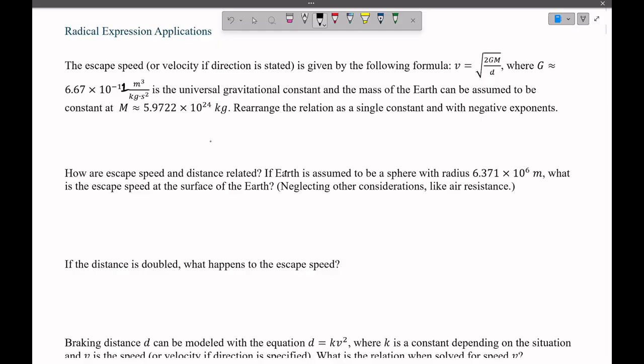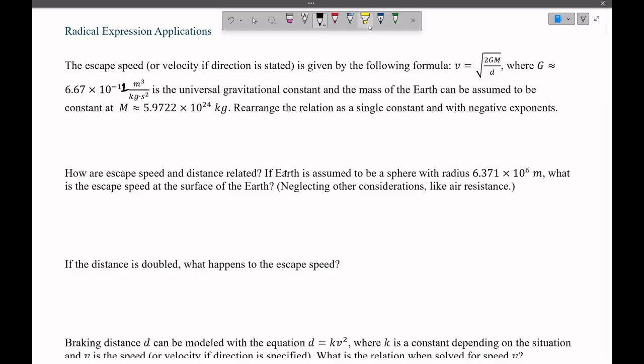And the mass of the Earth, we can assume it to be constant, though technically it's not. Gases get leaked out into space, and meteorites hit Earth, so its mass fluctuates. But we can talk about it as constant at this moment, as 5.9722 times 10 to the 24 kilograms. We're going to rearrange this relation as a single constant with negative exponents.